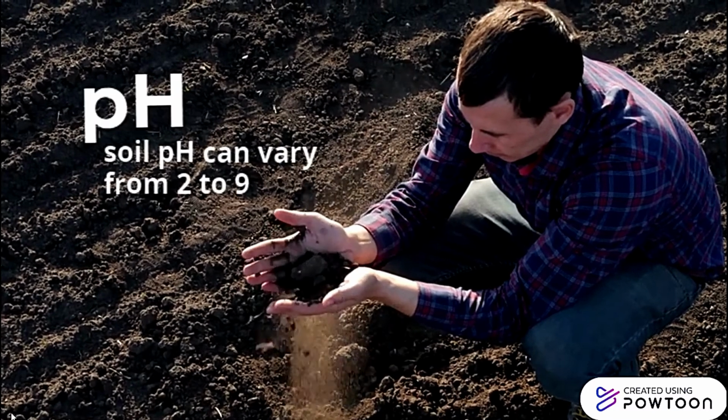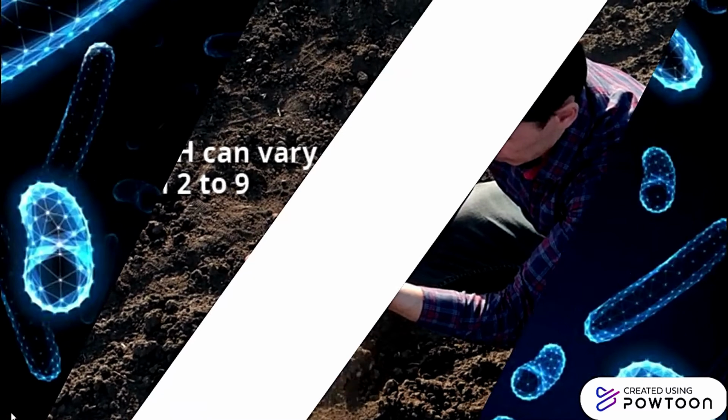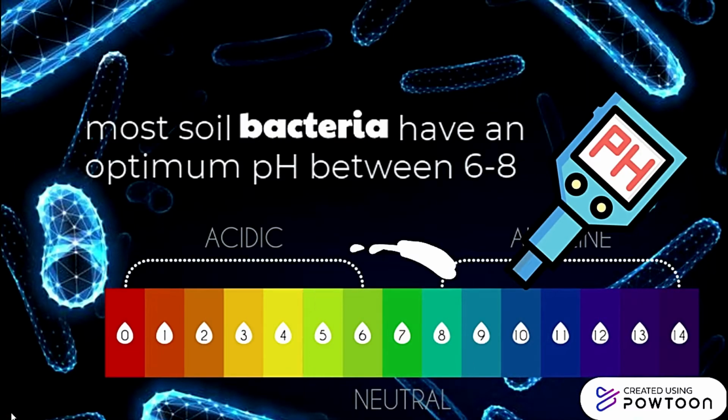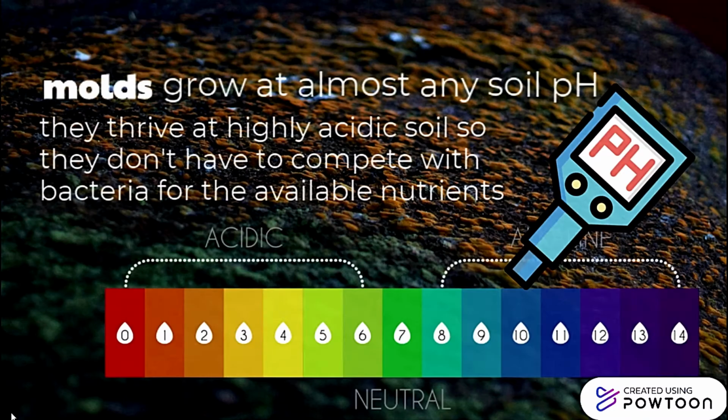Next, pH. Soil pH can vary from 2 to 9. Most soil bacteria have an optimum pH between 6 and 8. Molds grow at almost any soil pH. They thrive in highly acidic soil, so they have to compete with bacteria for the available nutrients.